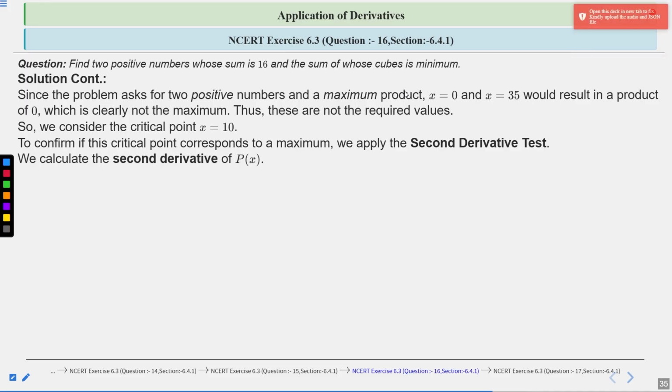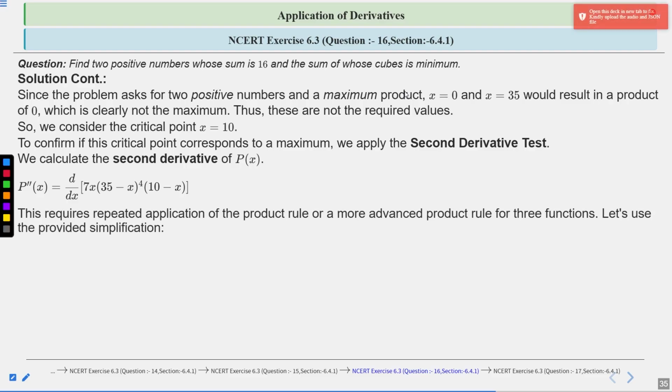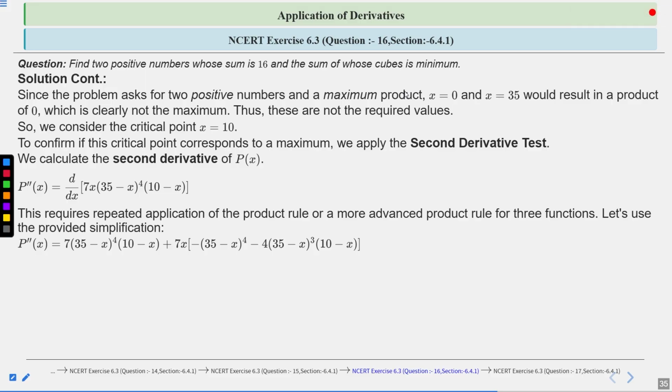We calculate the second derivative of p of x. So p double dash x will be equal to d upon dx of 7x into (35 minus x) to the power 4 into (10 minus x). This requires repeated application of the product rule, or a more advanced product rule for three functions. Let's use the provided simplification now. So p double dash x will be equal to 7 times (35 minus x) to the power 4 into (10 minus x) plus 7x into [minus of (35 minus x) to the power 4 minus 4 times (35 minus x) whole cube into (10 minus x)].